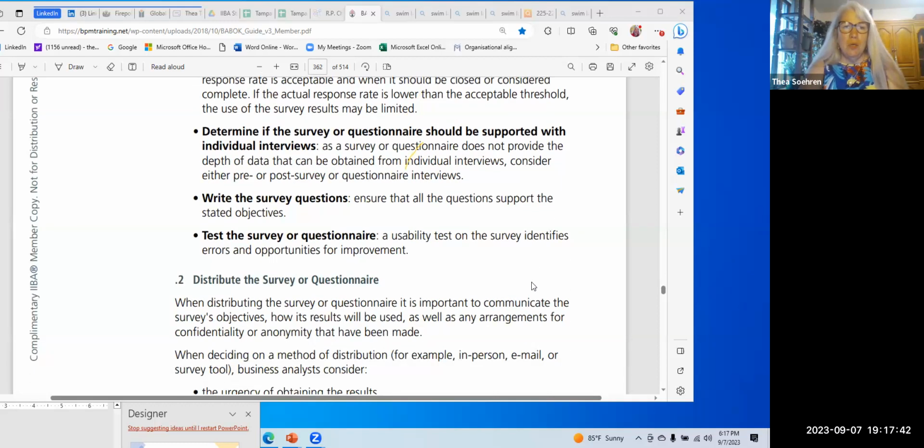Okay. Determine if the survey or questionnaire should be supported with individual interviews. A survey or questionnaire does not provide the depth of data that can be obtained from individual interviews. Consider either pre- or post-survey or questionnaire interviews. Impossible if it's going to be anonymous. So you need a way to identify who is turning in each of those questionnaires or surveys.